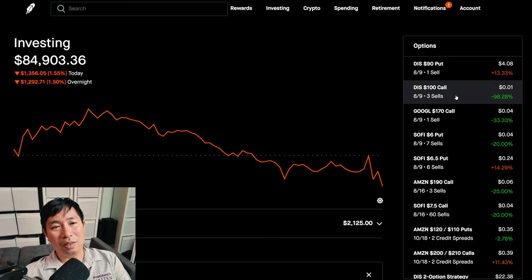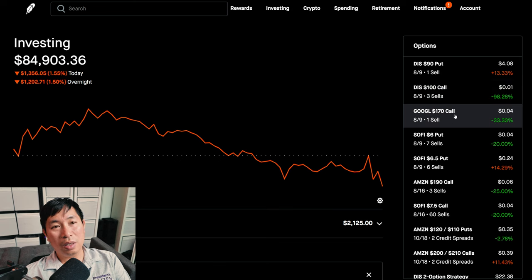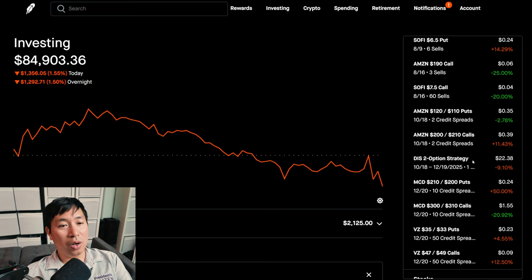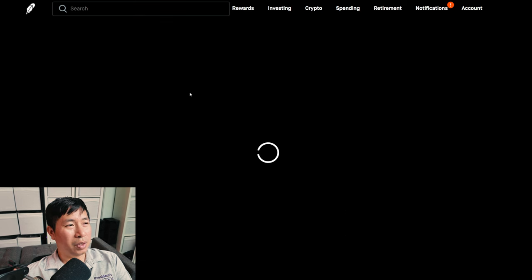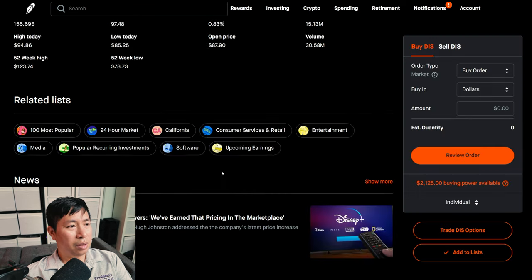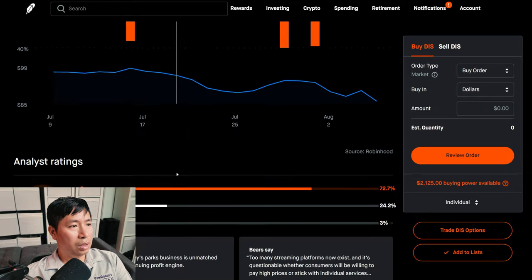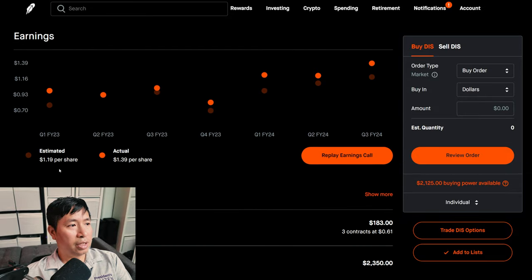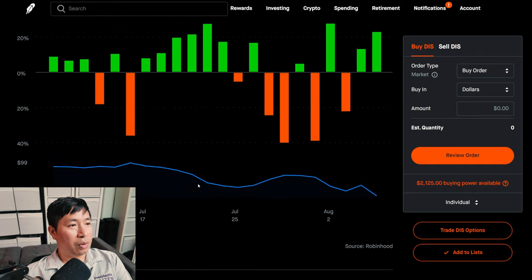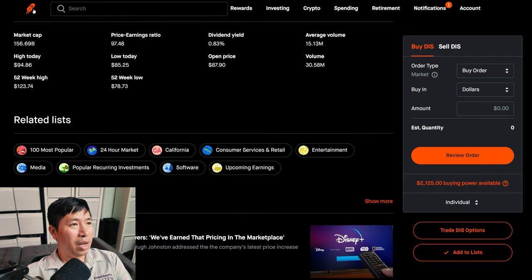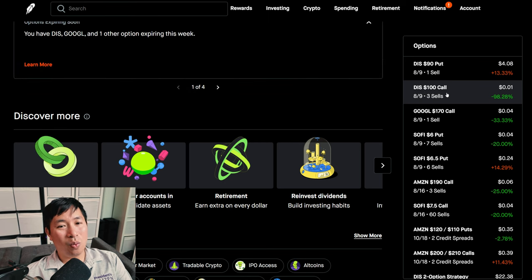Disney. The thing is, Disney reported earnings and it did really well. They reported good numbers. If we go to the stock and scroll down, earnings estimated was $1.19 per share. Actual was $1.39 per share. So they beat expectations for earnings. However, the stock price went down anyways. How unfortunate. But right now, I don't think it's going to hit $100 by the end of the week. I just don't think so.